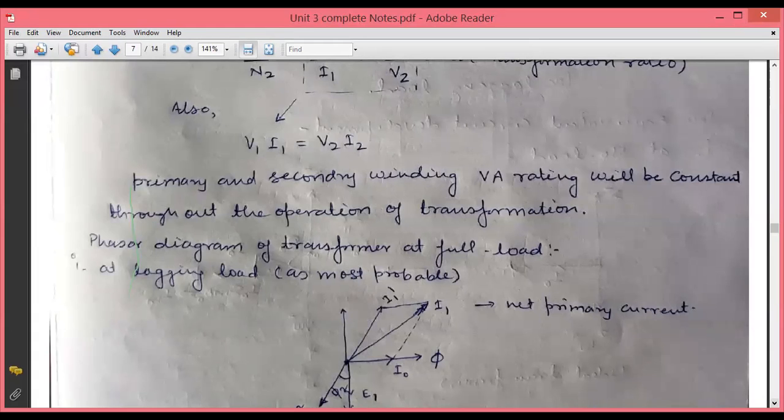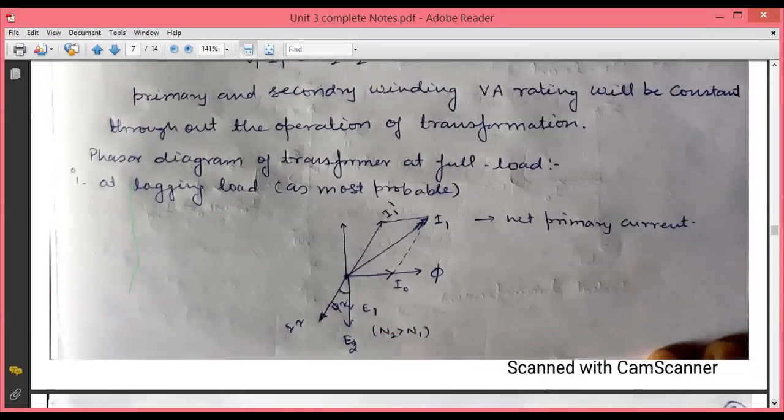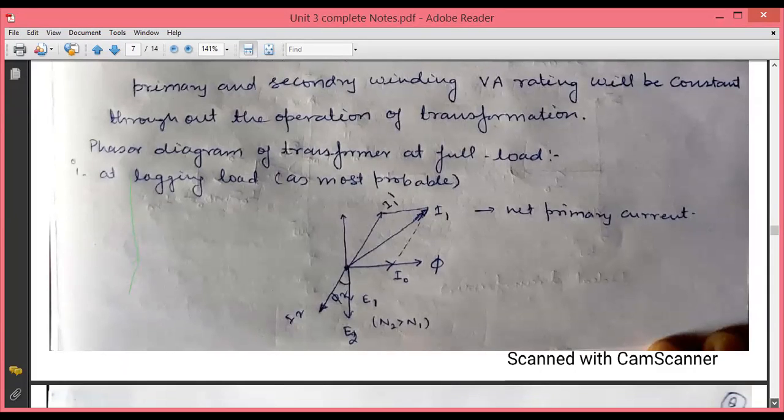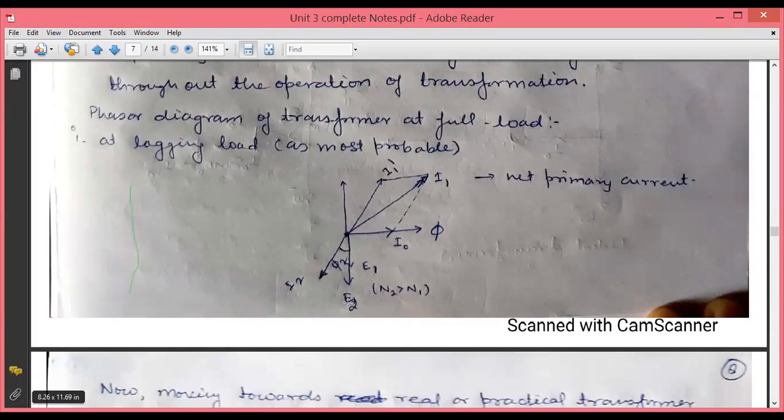Now we will draw the phasor diagram of the transformer at lagging load. Lagging load means we are considering that the load connected to the transformer is of inductive nature, and as we have discussed in class most of the time, most loads are of inductive nature. So whenever we consider a general load, we consider it as an inductive load, and you can see the phasor diagram here. This is basically the extension of the no load phasor diagram. In the no load portion we had drawn the phase flux, then on the same line the no load current, then the induced EMFs E1 and E2.